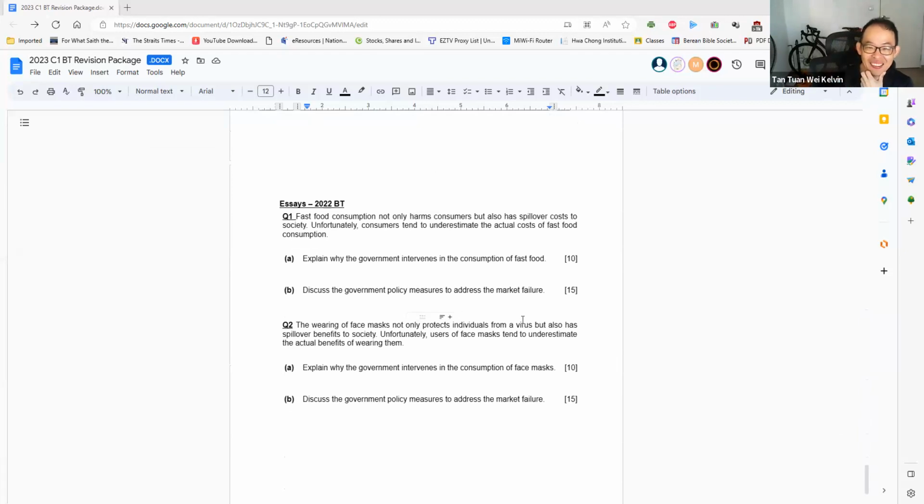Okay, so the good thing about this particular year's essay is that part B of both seems to be the same, right? Discuss the government policy, discuss the government policy. So this again gives you a clue for your coming block test. Okay, in your coming block test, you have a choice of essays.